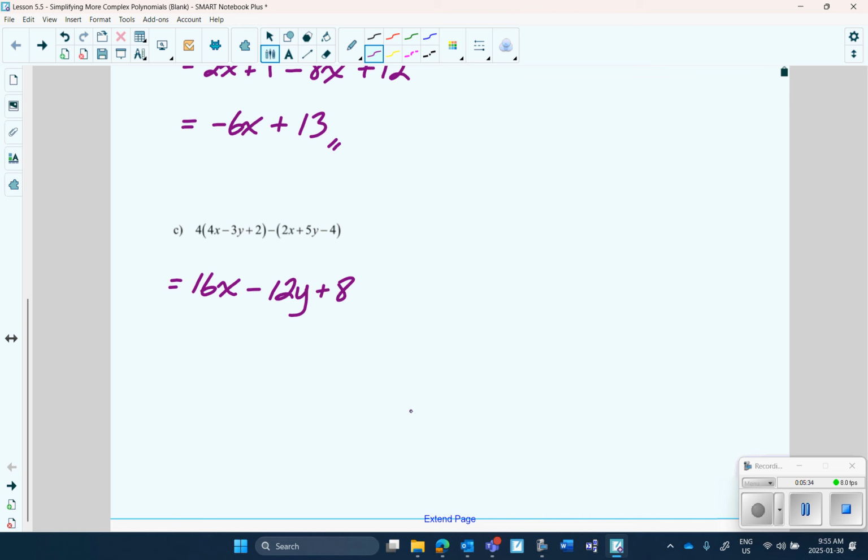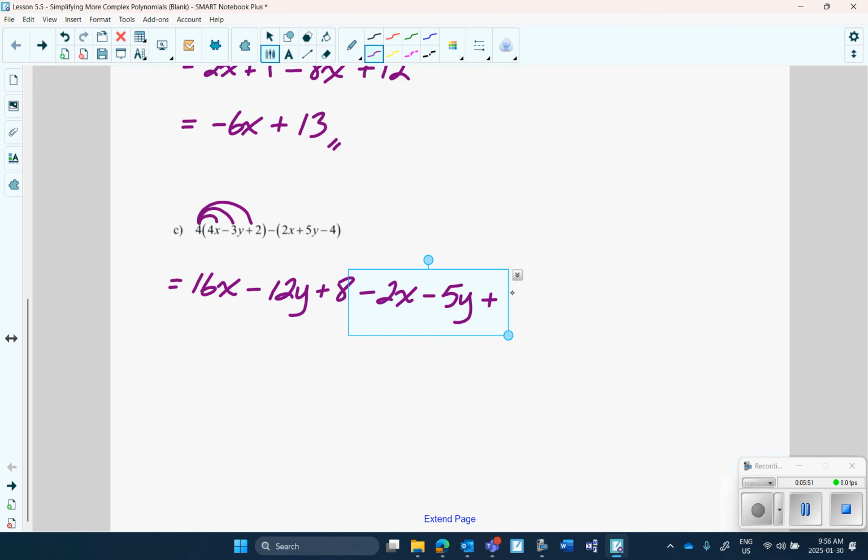Okay, so take out the first set, everything has to get multiplied by 4. To take out the second set, everything needs to be subtracted, which is going to change signs. What's it going to look like? Minus 2x minus 5y plus 4. The minus has to apply to all of them. And now we're collecting like terms. What do I get when I collect the x's? 14x. The y's? Minus 17y plus 12, good.